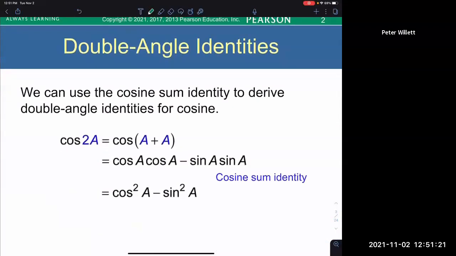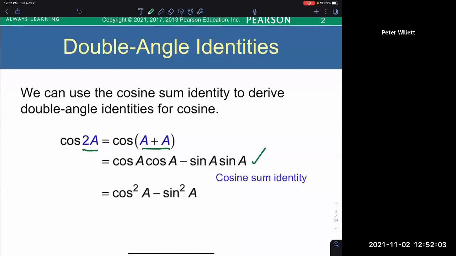They're starting with cosine, and it says we can use the cosine sum identity to derive a double angle identity for cosine. So if you want cosine of twice an angle, we could imagine that you got 2 times the angle by taking the angle and adding it to itself. So 2A is the same as A plus A. And then we could plug the A and the A into the cosine sum formula that we have instead of A and B. And they plugged it in here.